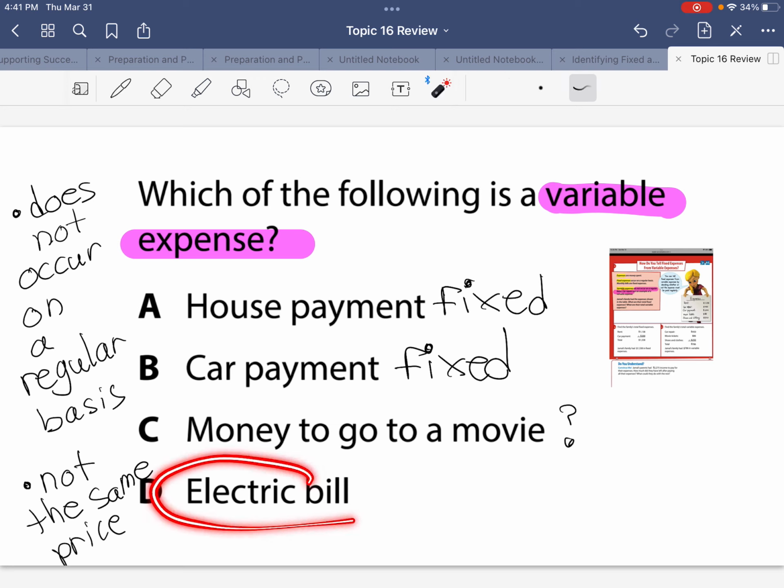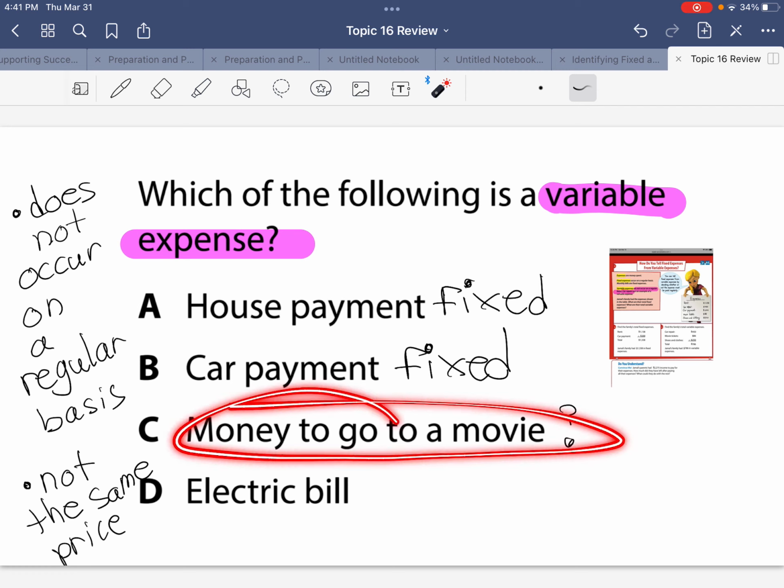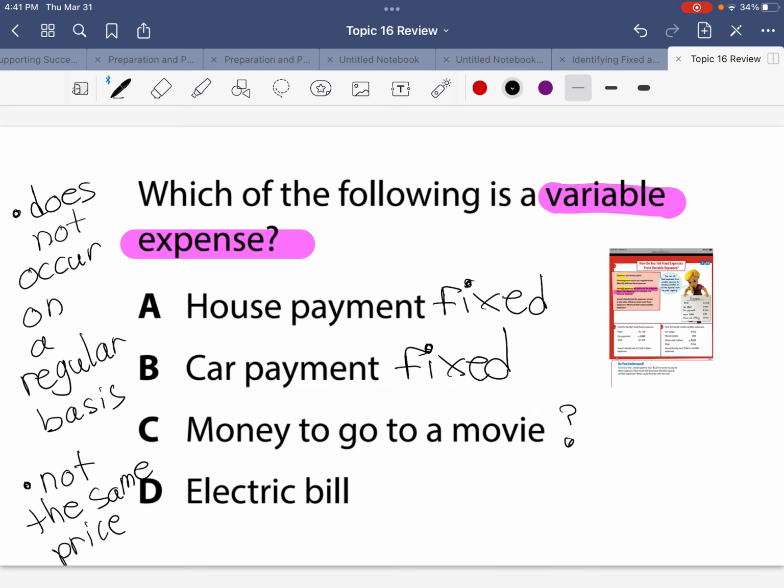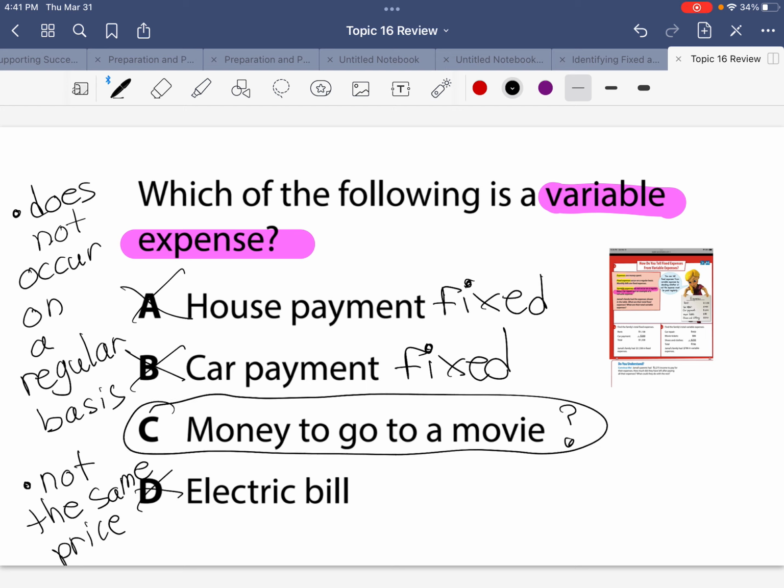D, an electric bill. Okay? So as I told you guys, electric bill could be both. Okay? But since I know for a fact that money to go to a movie is a variable, my answer is going to be C, okay? So it's not A, it's not B, it's not D, it is C. Okay, money to go to a movie for sure is always going to be a variable, okay? Because you don't do it on a regular basis, and it's not always the same price.